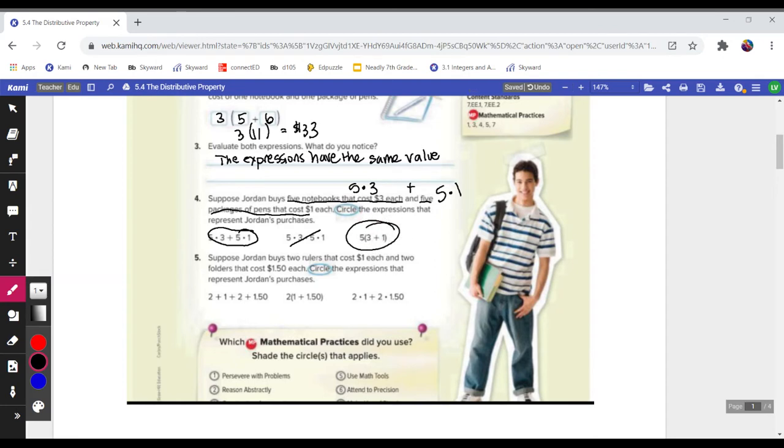So number 5, suppose Jordan buys 2 rulers that cost $1 each. So that's going to be 2 times 1 plus 2 folders that cost $1.50 each. So 2 times $1.50. Well, it's not going to be the first one because that's all addition. We need multiplication in there as well. But the second one and the third one both work.